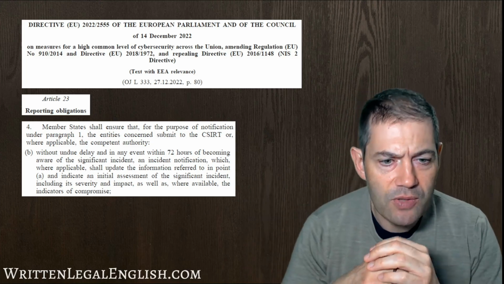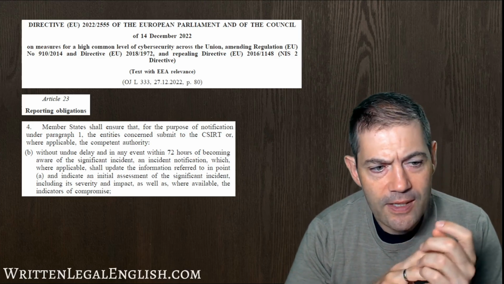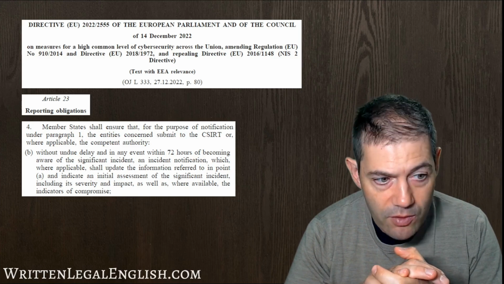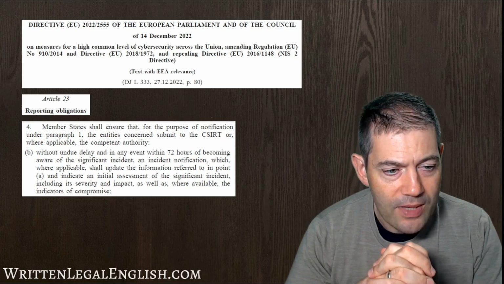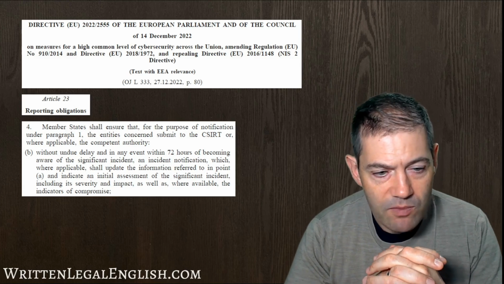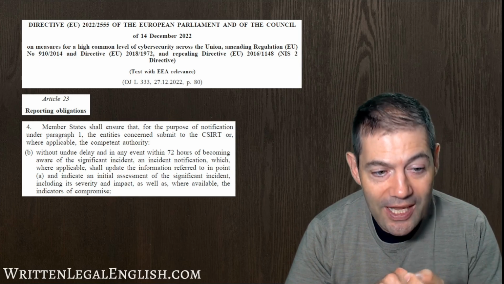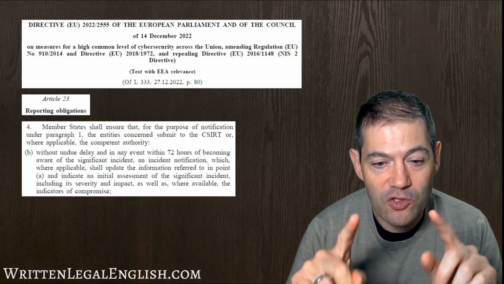Member states shall ensure that for the purpose of notification under paragraph 1, the entities concerned submit to the CSIRT or, where applicable, the competent authority: point B, without undue delay, in any event within 72 hours of becoming aware of the significant event and incident notification, which, where applicable, shall update the information referred to in point A.